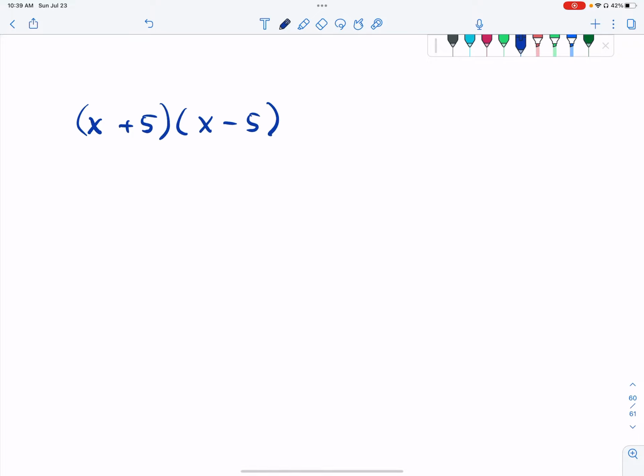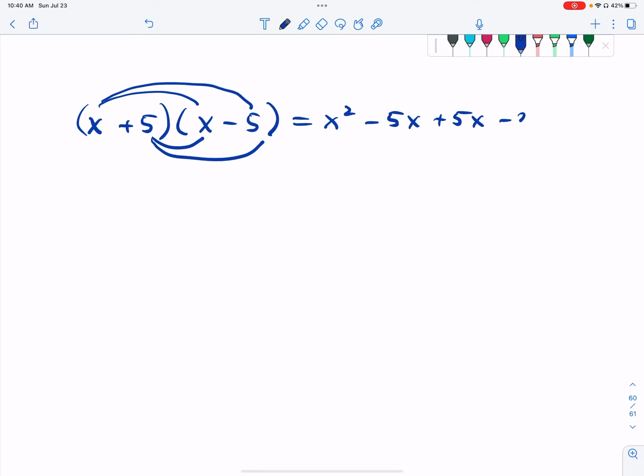If I were to expand this thing out, I'm supposed to FOIL my first terms, x squared. X times negative 5 is the outside terms, a negative 5x. My inside terms, 5 times x is a positive 5x. And my last terms, 5 times negative 5 is negative 25. And notice what happens is that the middle terms cancel, and I'm left with x squared minus 25, which is called the difference of two squares.